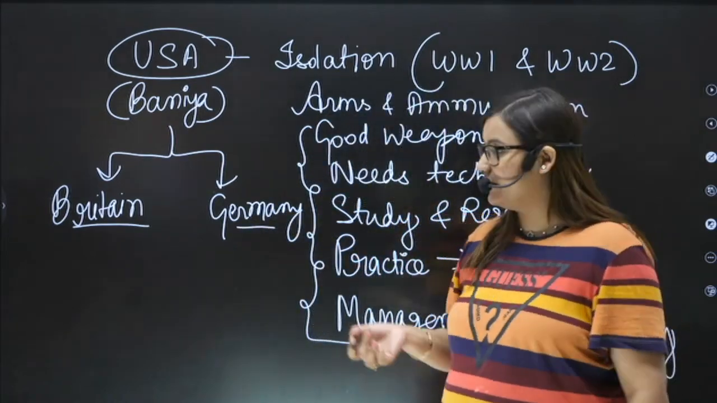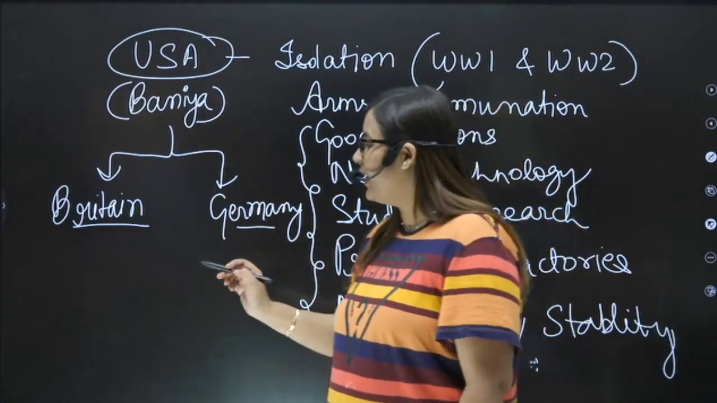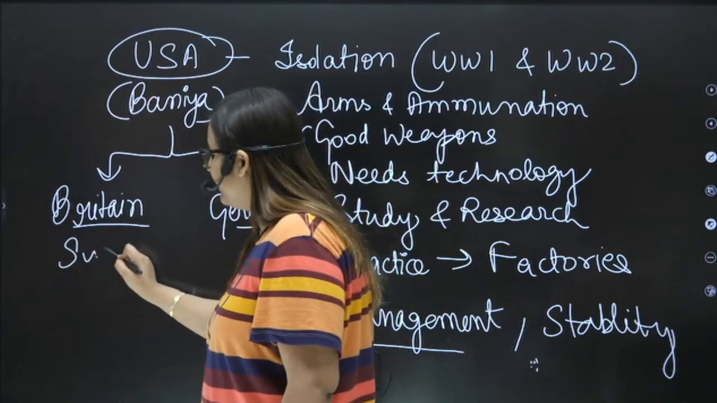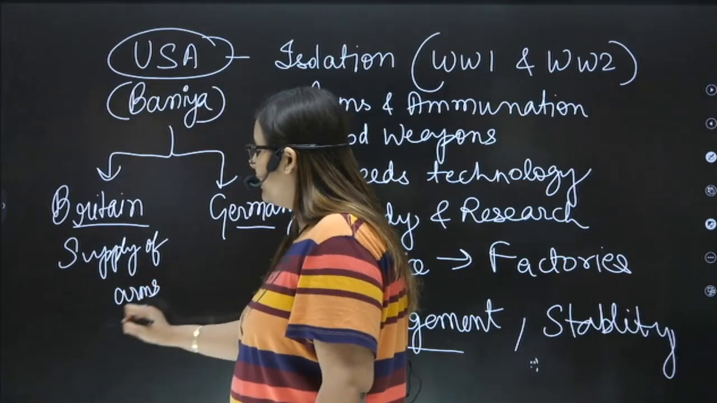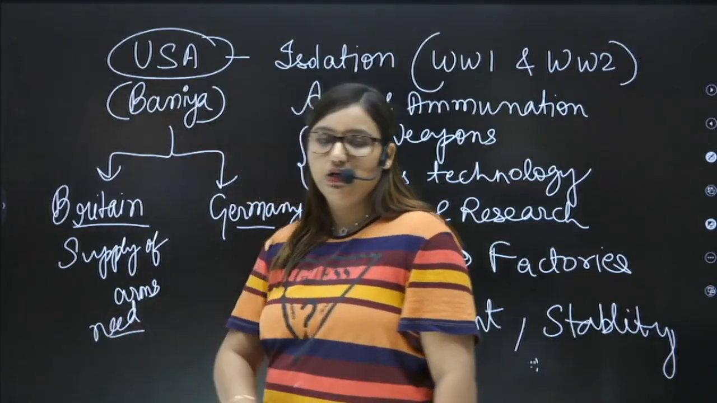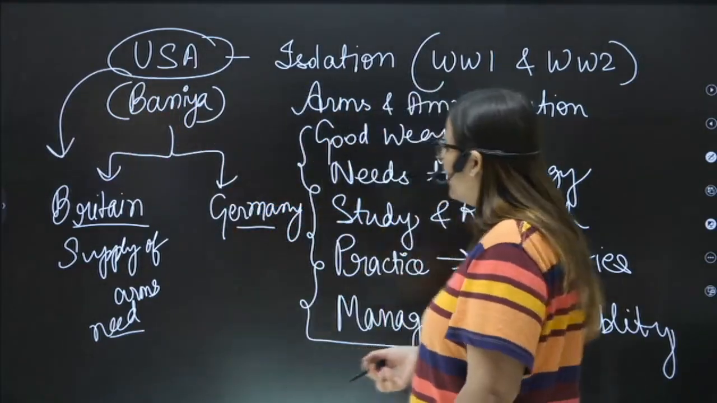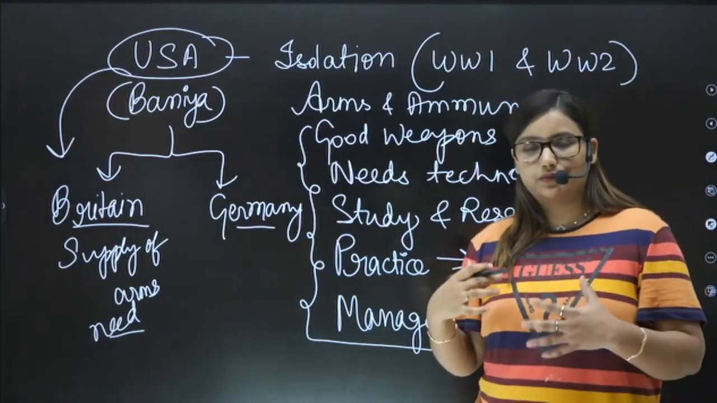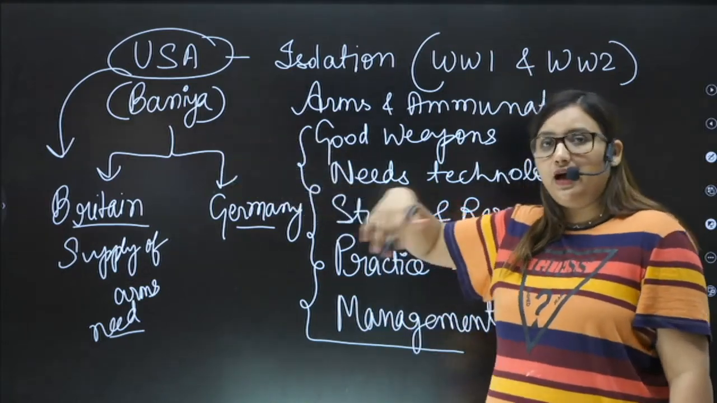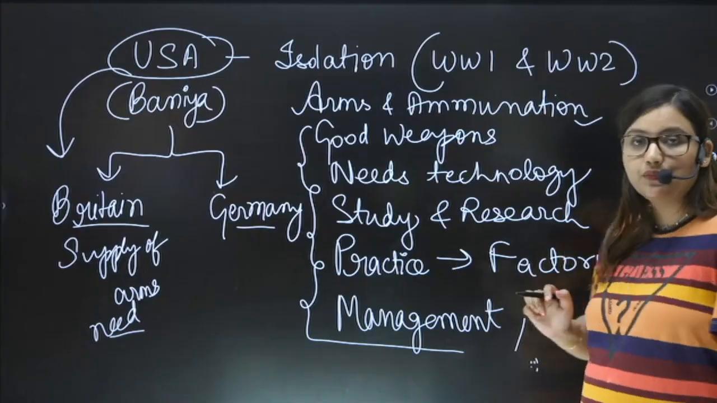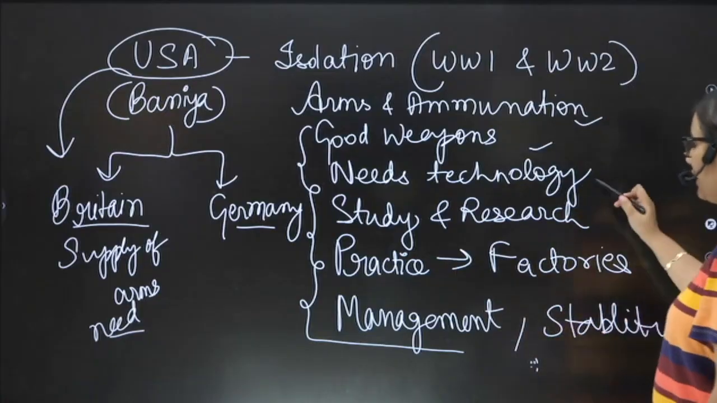Okay. USA said this to Britain and Germany that you both can continue the fight, and whenever you need any kind of supply of arms or any kind of need, if it is there during the war, I will fulfill it. You just pay me. Instead of participating in the war actively, I am there to help you. I will make arms and ammunitions for you. I'll make good weapons for you. Whatever technology or research is needed, I will do it for you.